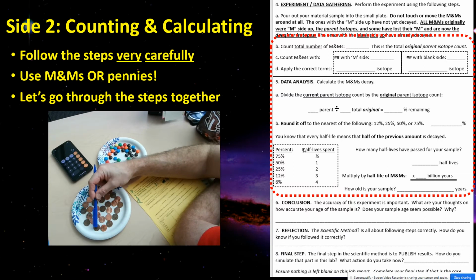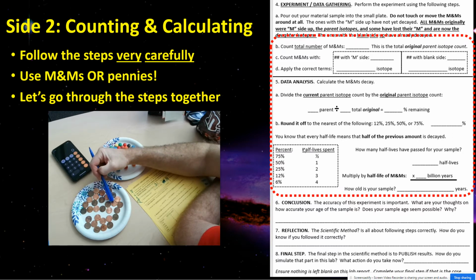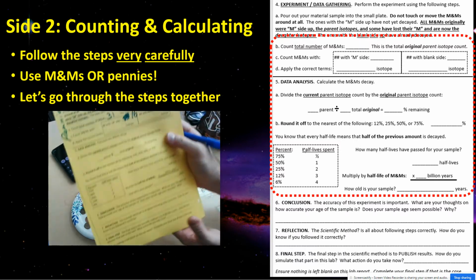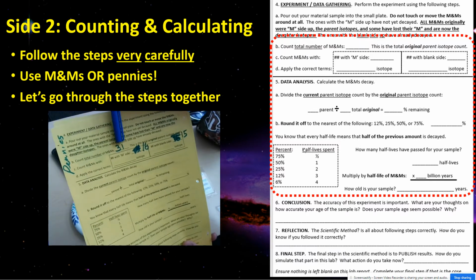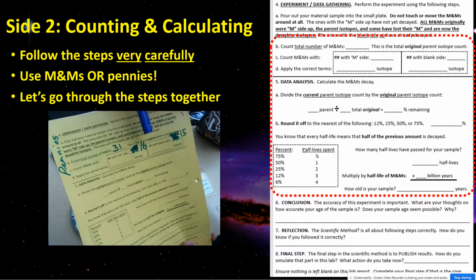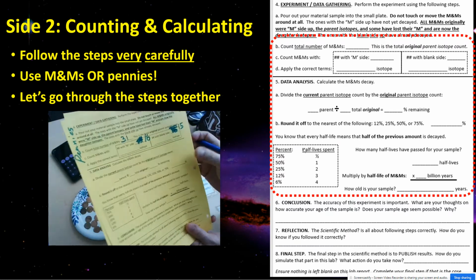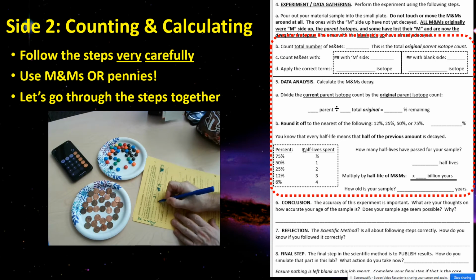I'll start on the other side this time. 1, 2, 3, 4, 5, 6, 7, 8, 9, 10, 11, 12, 13, 14, 15. Okay, that time the math adds up. So now I have good totals. 31 total, 16 heads, 15 tails. 16 are not changed. I call that parent.